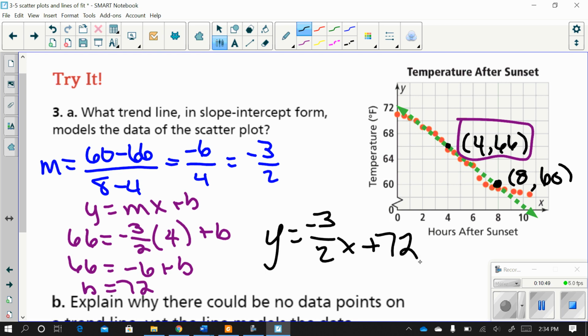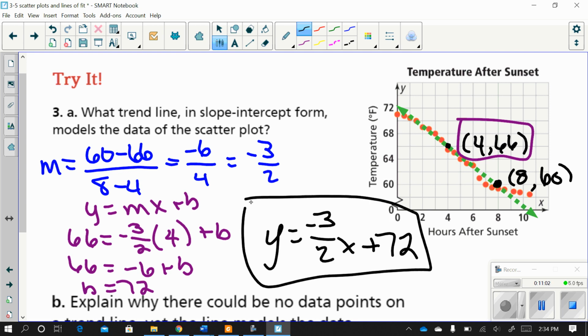What do we think? Does that match? Well, our slope's negative, line's going downhill, so that's okay. 72 is what we got as our y-intercept. Look at that, it goes to right about 72. So that matches.